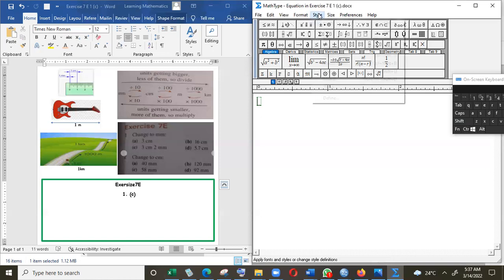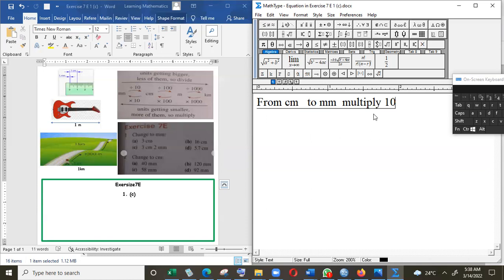From centimeters, which is bigger, to millimeters, which is smaller, we have to multiply by 10. So please take out your notebook, your pencil, your exercise book, your pens, and start to write. Exercise 7E, number 1, part C. Write down from centimeters to millimeters, we have to multiply by 10 because centimeters is bigger than millimeters. From big to small, you multiply.